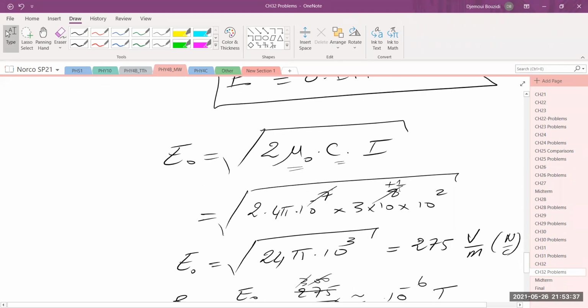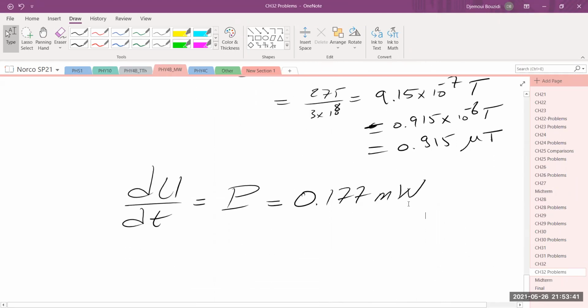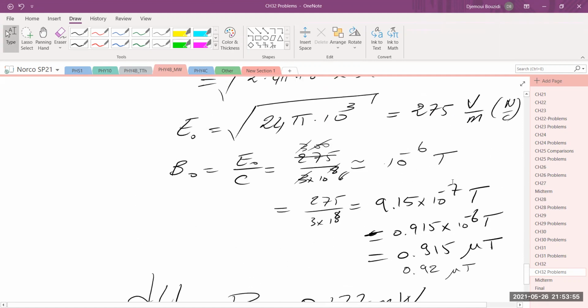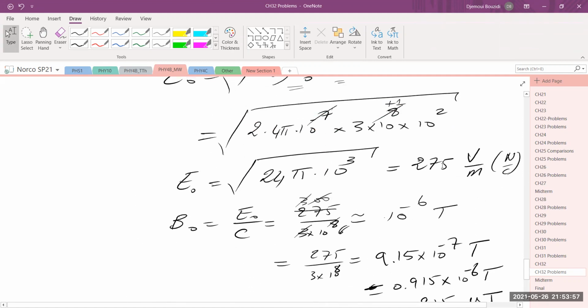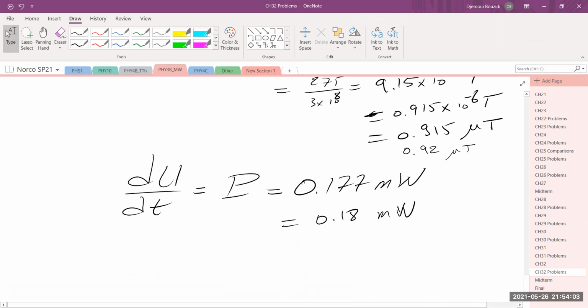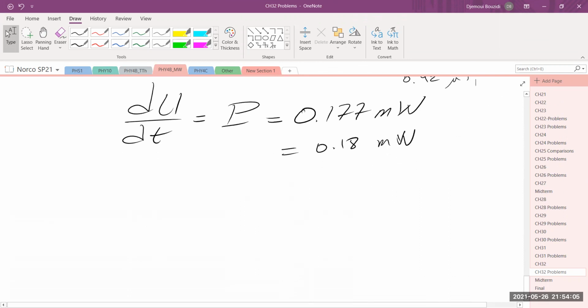How many sig figs do we have in this problem? Just to make sure. There are 2 sig figs. I'm keeping 3, so this should be 0.18 milliwatt, and this should be 0.92 micro Tesla. So everything is actually 2 sig figs. This would be 280 volts per meter, and so on and so forth. So please fix those things accordingly.